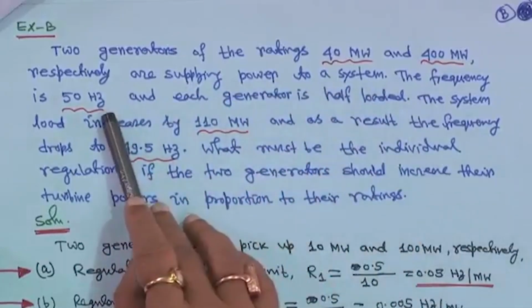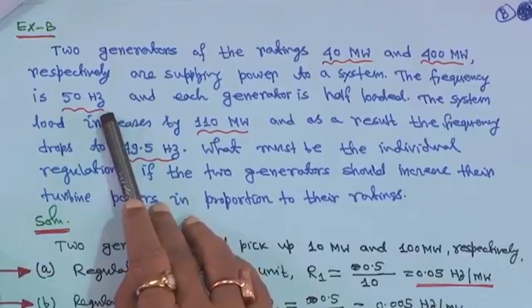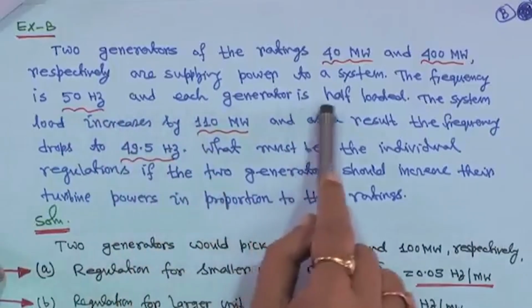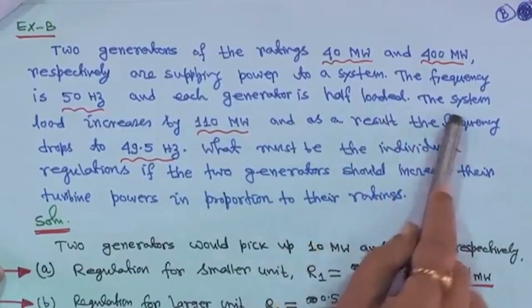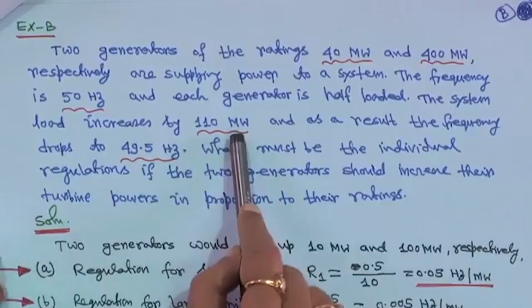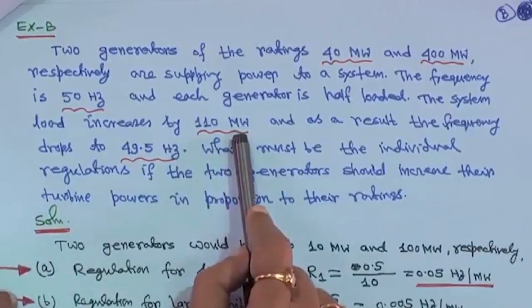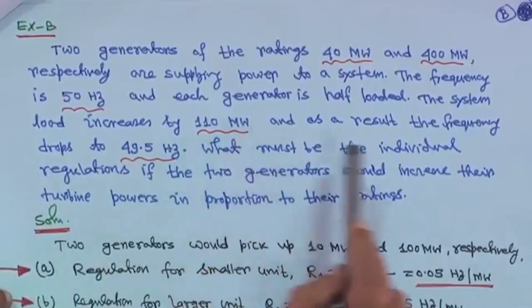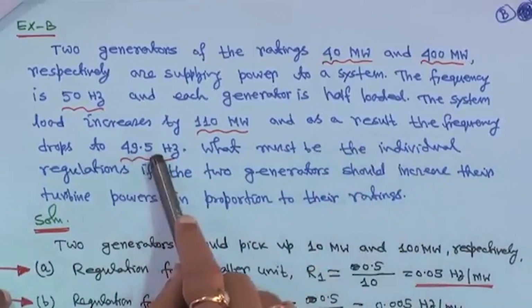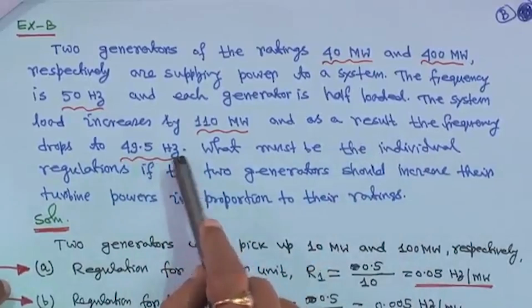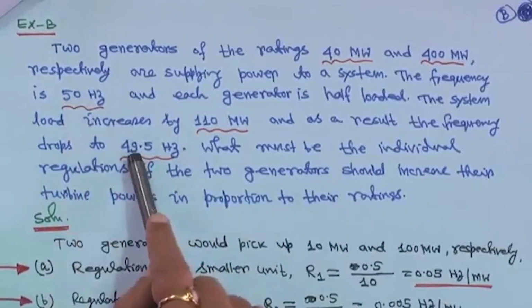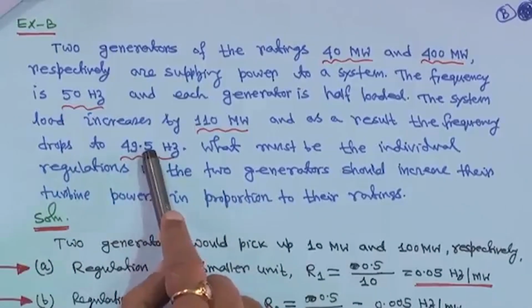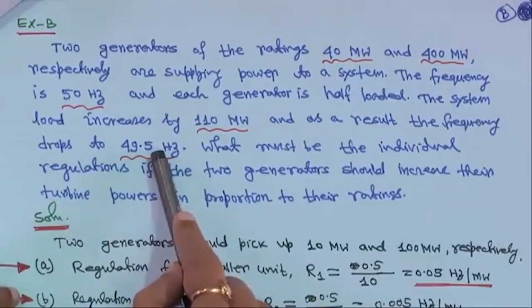The frequency is 50 hertz, that is the operating or nominal frequency of the system, and each generator is half loaded, that means 50% loaded. The system load increases by 110 megawatt, and as a result the frequency drops to 49.5 hertz. Actually the frequency was 50 hertz, now the operating frequency is 49.5 hertz. That means delta F is actually minus 0.5 hertz, right?